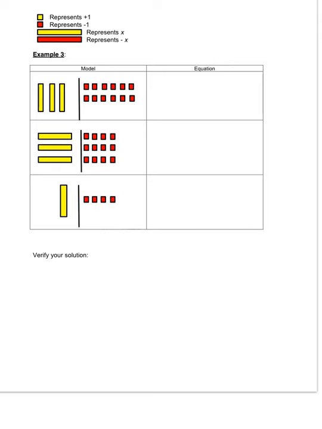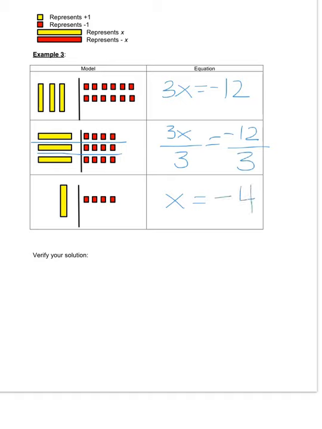This model shows the equation 3x equals -12. To isolate the variable x, we want to split those 12 tiles up equally into the 3 groups. So I'm dividing them up into 3 equal groups. On the left-hand side, I split the 3 x's up into 3 groups. Same thing on the right-hand side, I split the -12 tiles up into 3 groups. In one group of x, there would be 4 negative tiles.